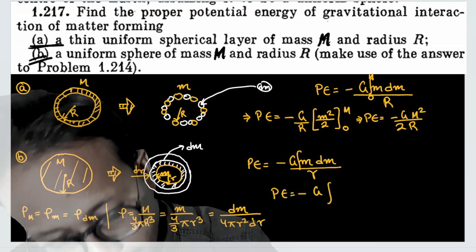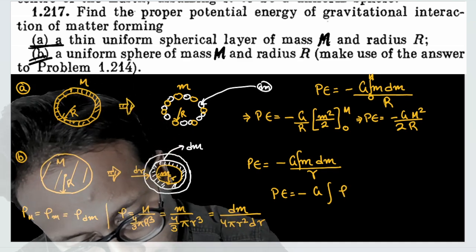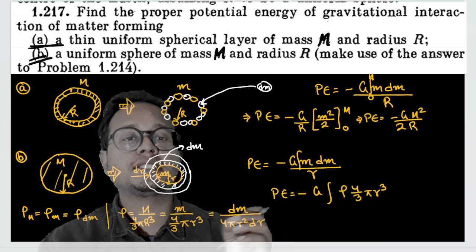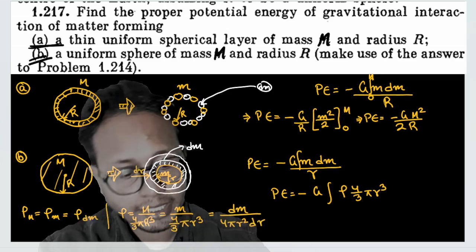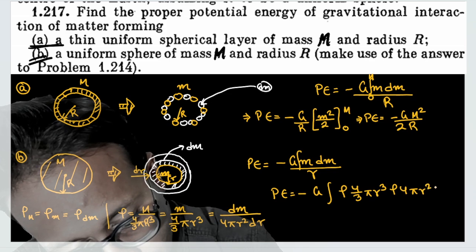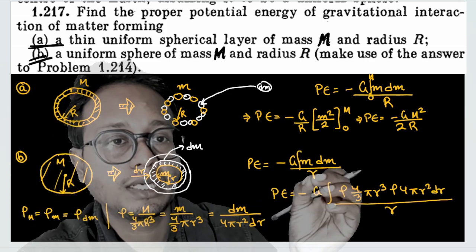What is the value of m? Value of m is nothing but density into 4 by 3 pi r cube. And the value of dm is nothing but density into 4 pi r square dr, divided by r, because divided by r was here.